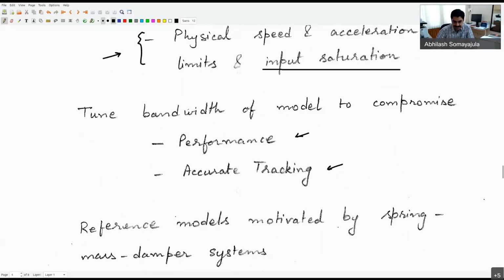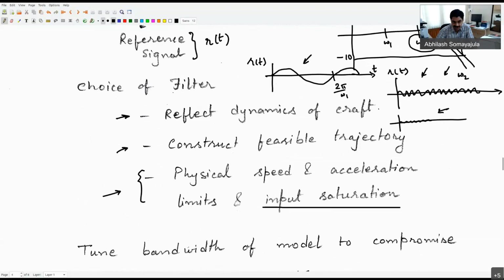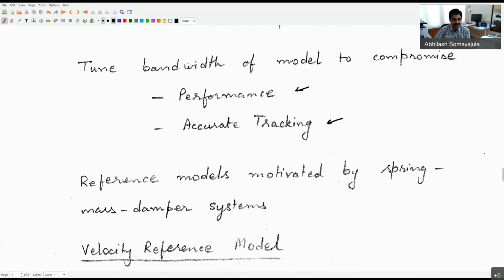Typically, one interesting thing that comes up is that when we are looking at the choice of filters, one might wonder, how do I choose that filter? How sharp should it be, or how fast should it respond? And typically what we would say is, why don't we choose a reference model that is motivated by a spring mass damper system, in which sense it makes it easy for us to physically understand what is going on.